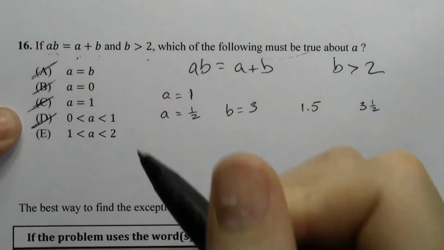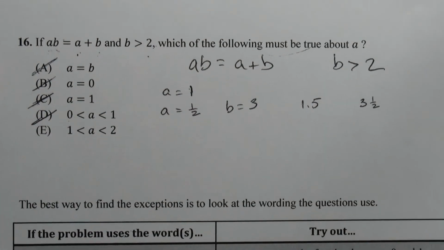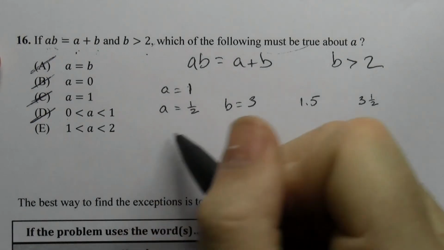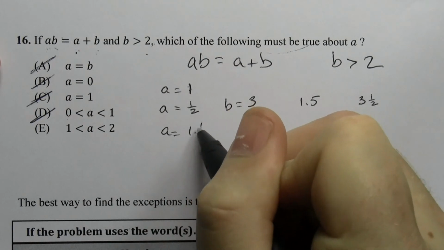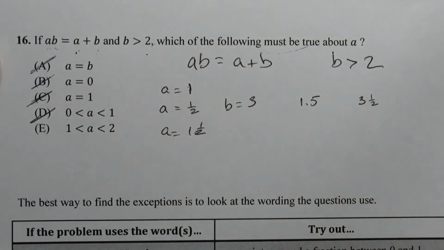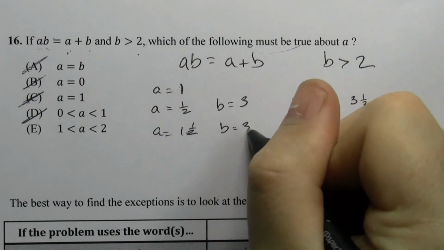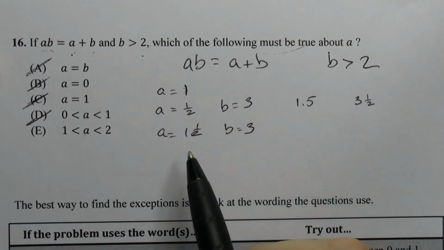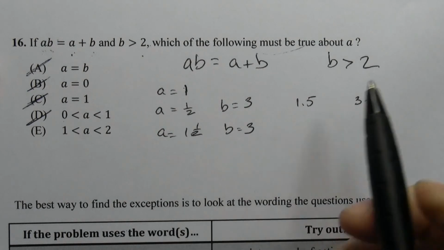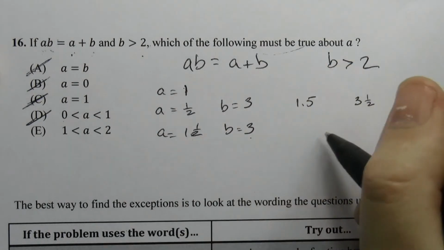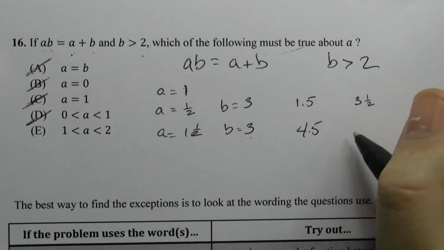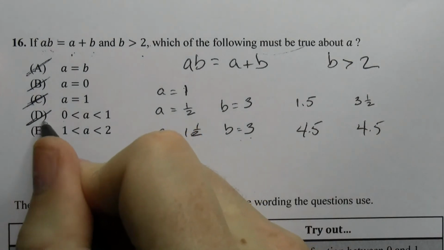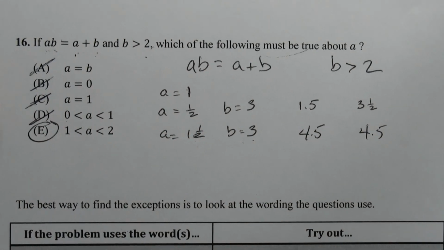So at this point, I can be pretty confident that E is the correct answer, but I really want to check my work just to make sure that I'm not doing something incorrectly. So let's try A equals, I don't know, 1.5, however you want to think about it. And again, B equals 3, just to see if we can get that relationship to work. So 3 times 1.5 is 4.5, right? And what do you know? 3 plus 1.5 is 4.5. Ta-da!